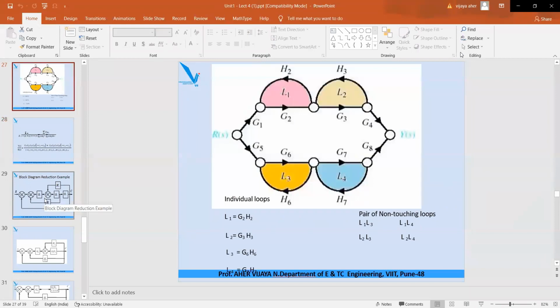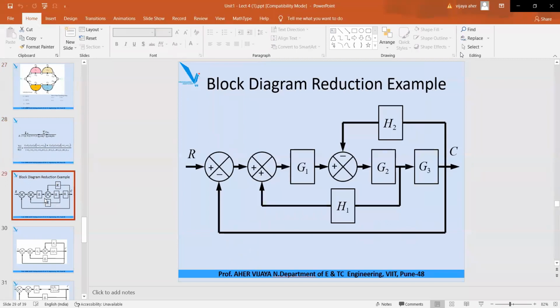Now I am going to take three to four examples today. Students, you are supposed to draw this block diagram. This is the example I am going to take, related to block diagram reduction. This is the given block diagram.